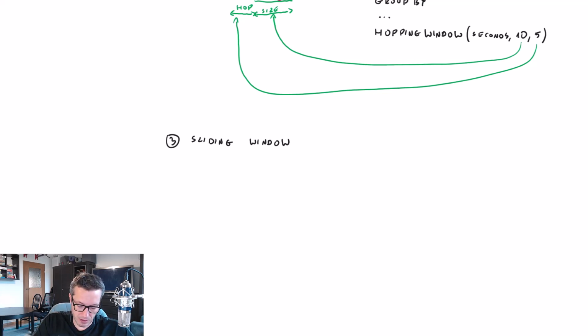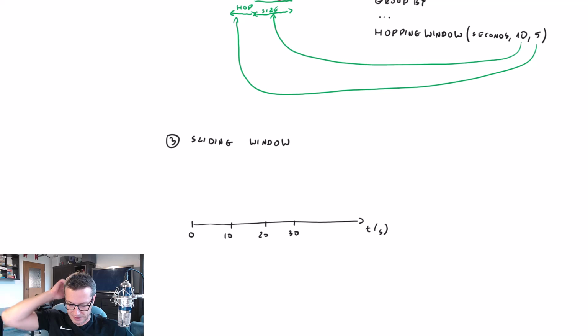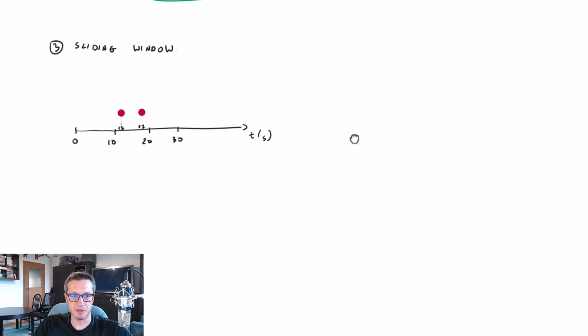So again, we've got our timeline, and it has some scale. And now let's say that we've got some events. Let's say we've got an event here and an event here. The first event was created at second 13, and the next one was created at second 17.